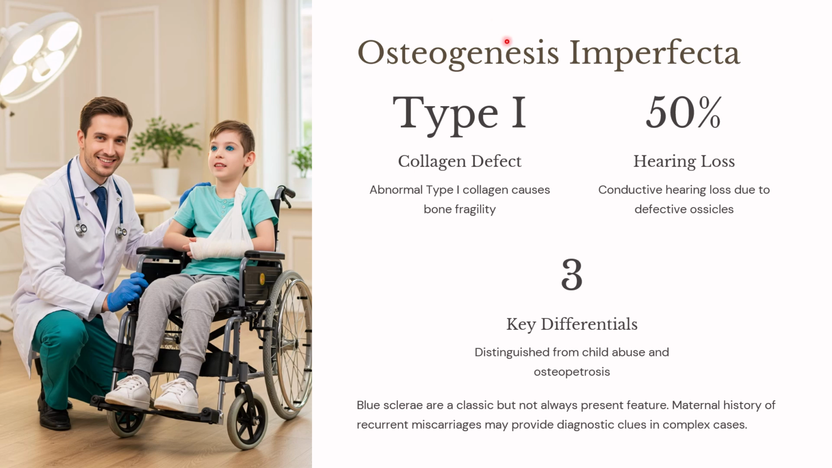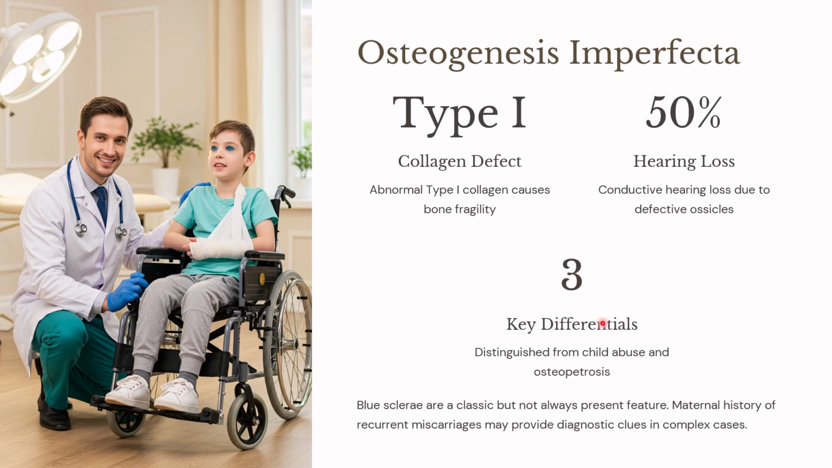What is osteogenesis imperfecta? Here there is abnormal type 1 collagen in the bones. The ear ossicles are also made up of bones. So since there is abnormal type 1 collagen in the ear ossicles too, it will also result in osteogenesis imperfecta.